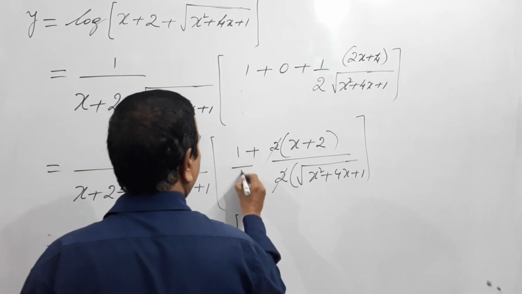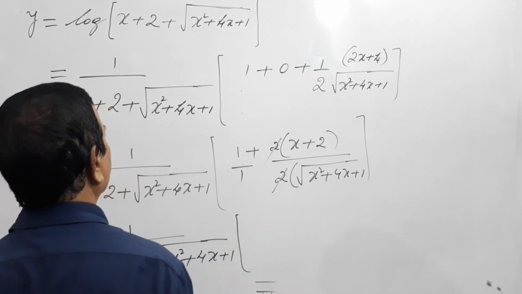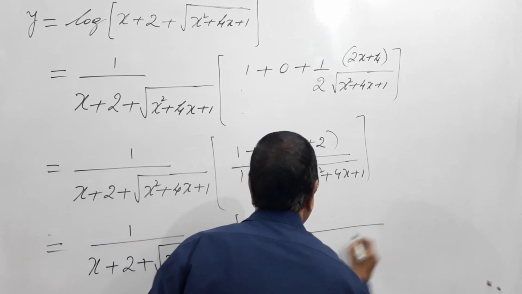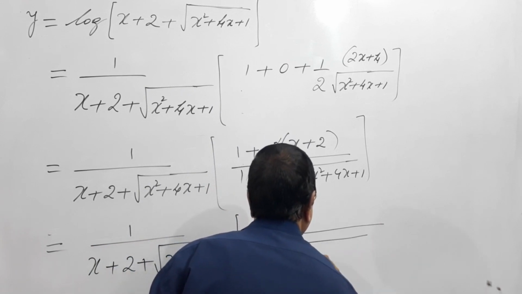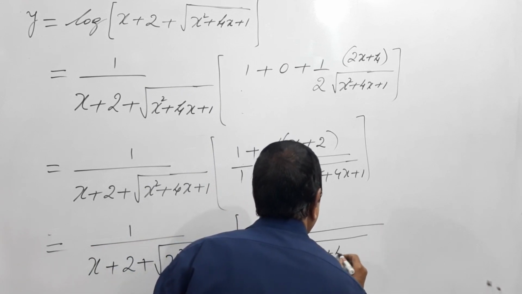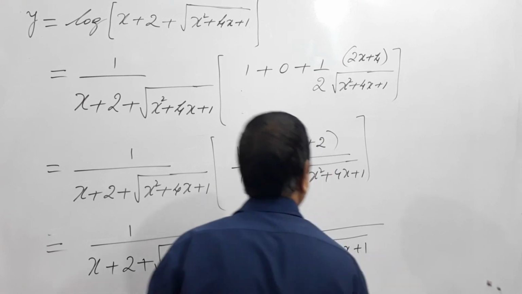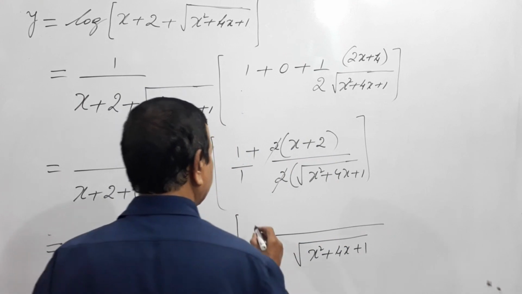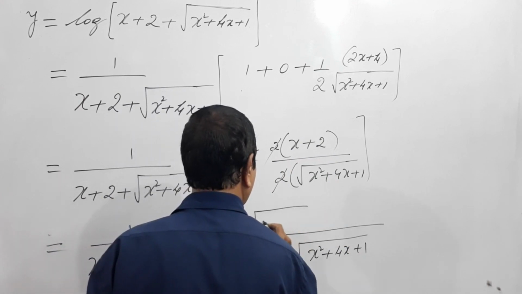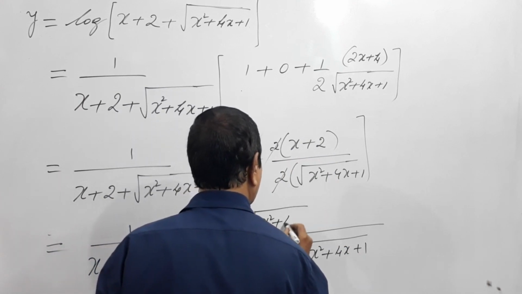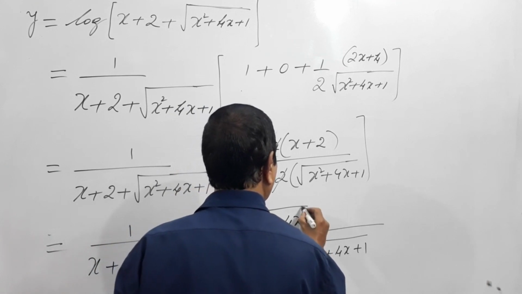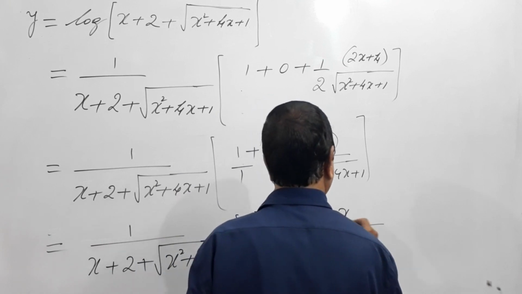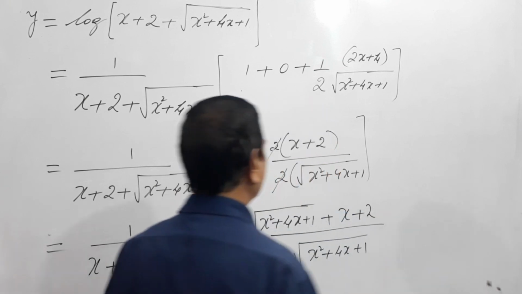So I take LCM here. So what happens here? So LCM is under the root x square plus 4x plus 1. So it goes one time, 1 into this, 1 goes this, that is under the root x square plus 4x plus 1, plus x plus 2.